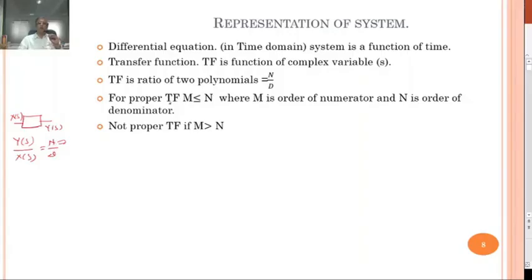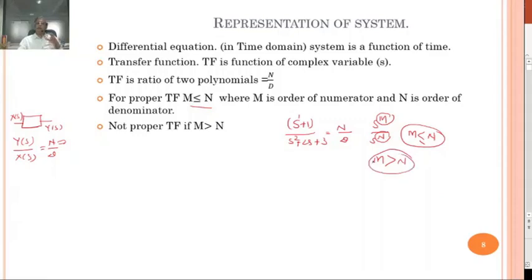Now for a proper transfer function, m should be less than or equal to n, where m is the order of numerator. Means if this one is s plus 1 divided by s square plus 2s plus 3, like this, this is the ratio, this is the transfer function, ratio of numerator and denominator, where s raised to m divided by s raised to n. M is the order of numerator and n is the order of denominator. And for the proper transfer function, m should be less than or equal to n. If m is greater than n, meaning the order of the numerator becomes greater than the denominator, then this is not a proper transfer function.